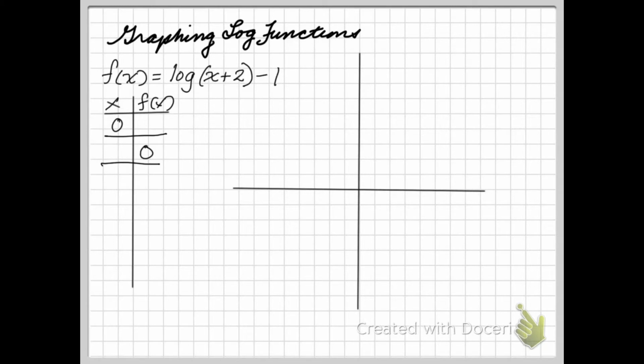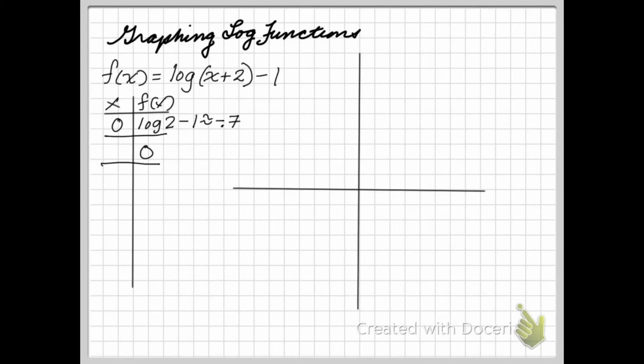Here, when x is equal to 0, we're going to have log 2 minus 1. And that is the exact y-intercept, which we do want to know, but for graphing purposes, we may want to look at the decimal approximation of this. And just using a calculator, the decimal approximation is approximately -0.7.